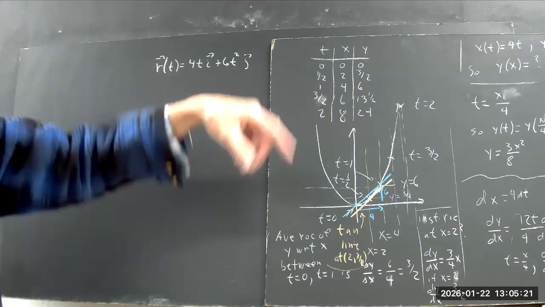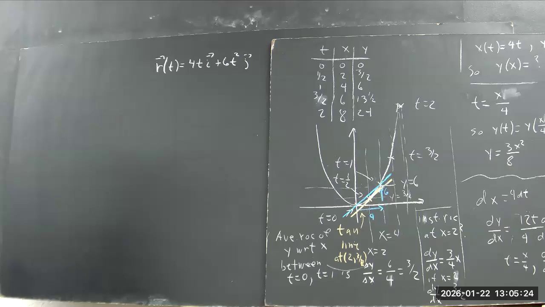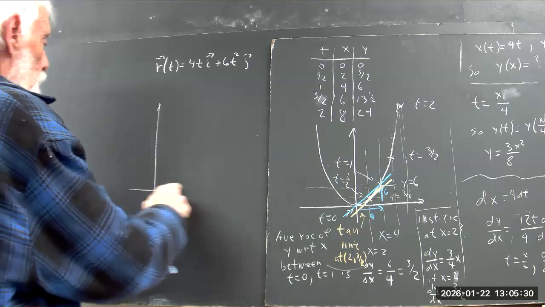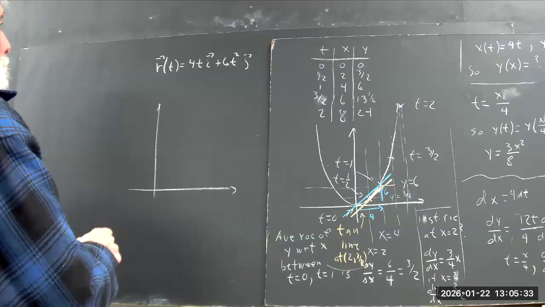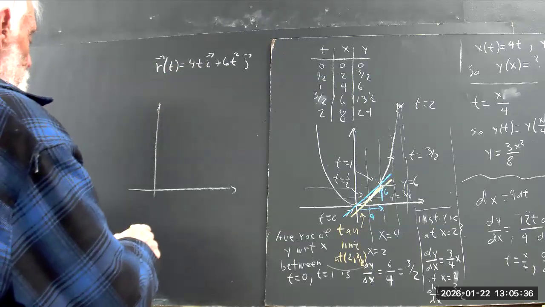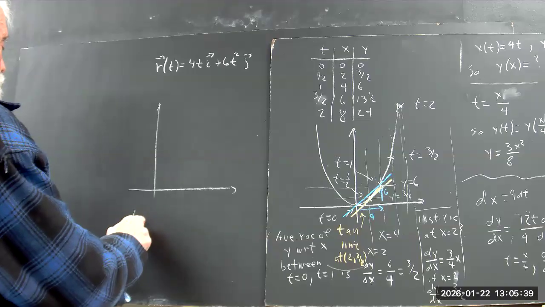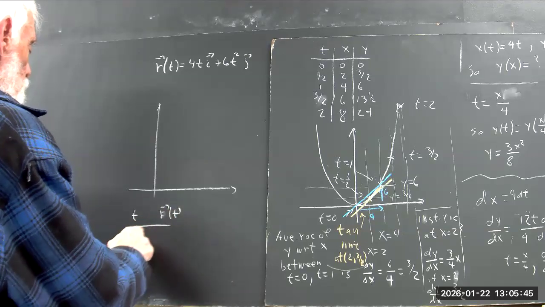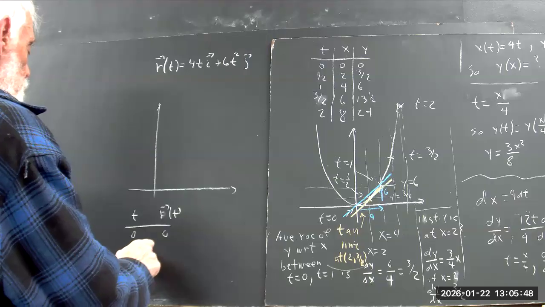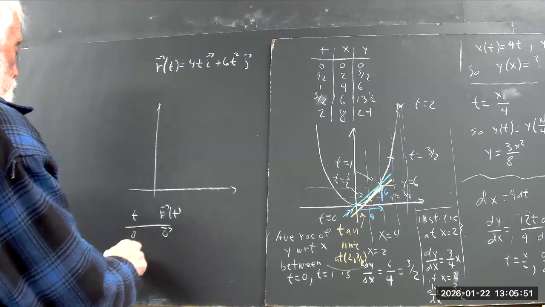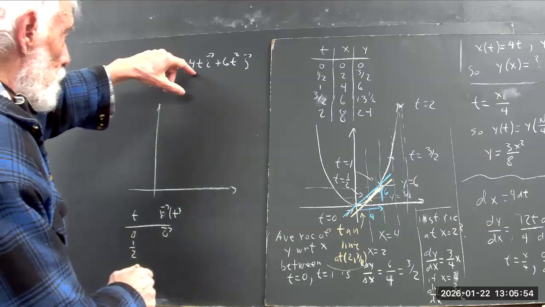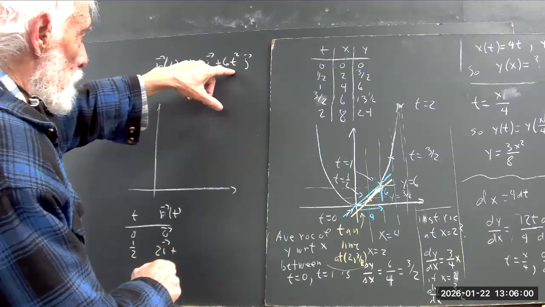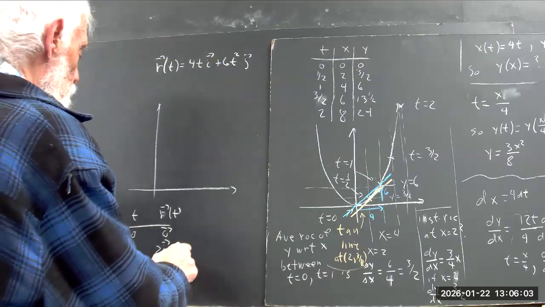Four t times the i vector plus 6t squared times the j vector. Okay. And I'm going to plot that vector function at t equals 0. When t equals 0, I get 0. Well, let's just go ahead and do a table. T, r of t. When t is 0, r of t is the zero vector. When t is 1/2, r of t is 4 times 1/2 times i, which is 2i, plus 6 times 1/2 squared, which is 6 times 1/4, or 3/2.